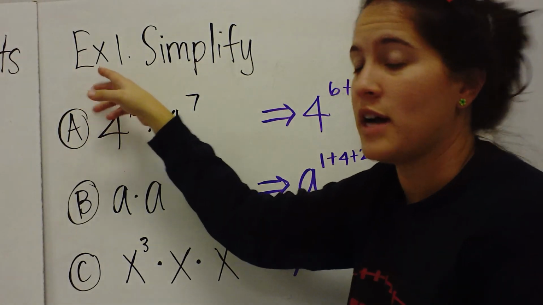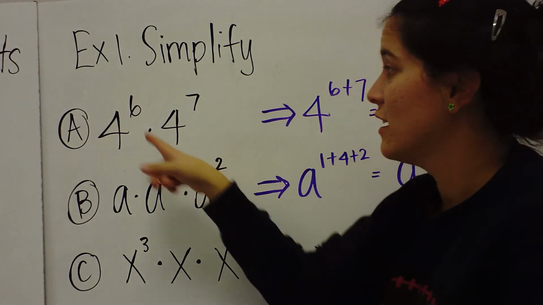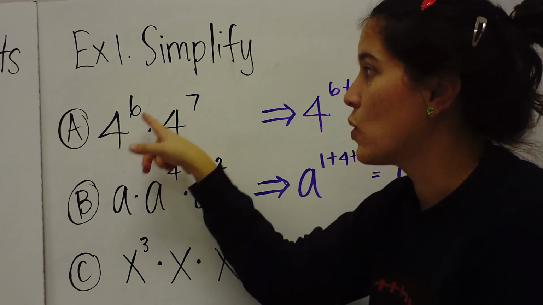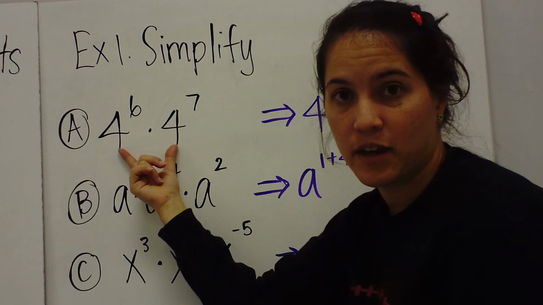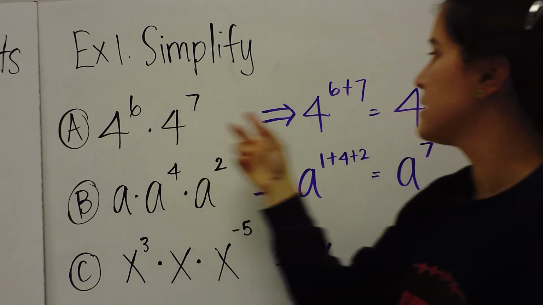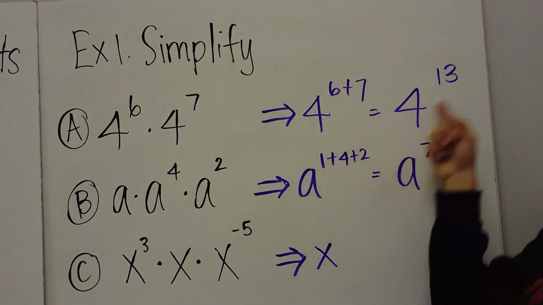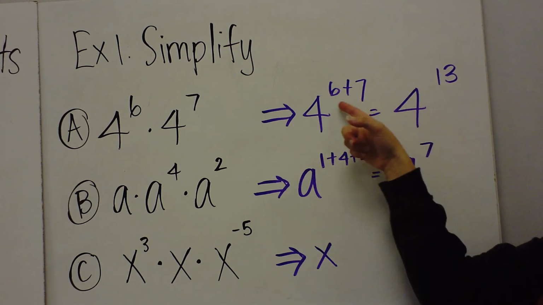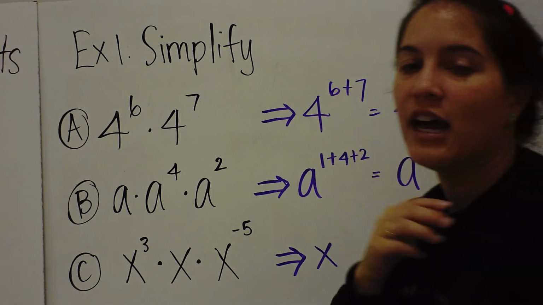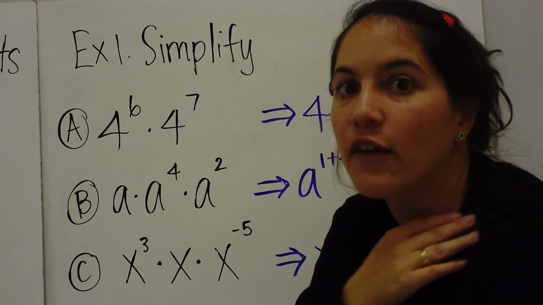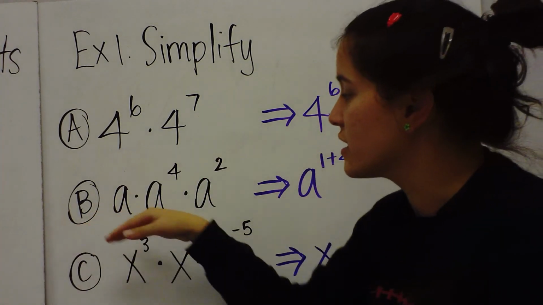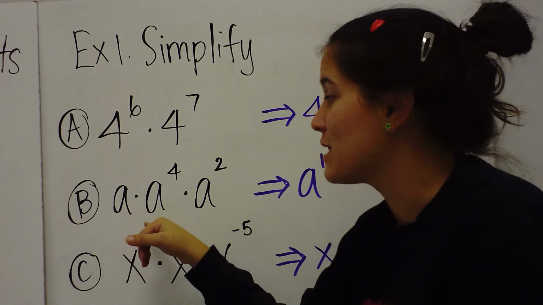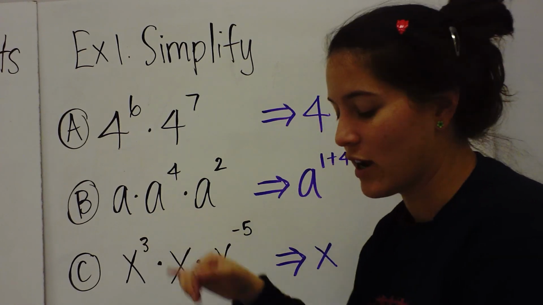All right, so example 1, we are going to simplify. A, 4 to the 6th power times 4 to the 7th power. 4's are the same, so I'm going to add my exponent, 6 plus 7, and I get 4 to the 13th power. I don't think it's necessary to calculate 4 to the 13th power, just know that it's 4 to the 13th power.